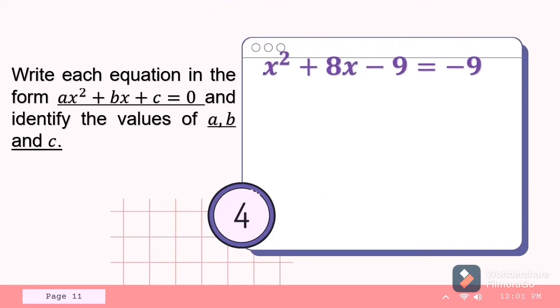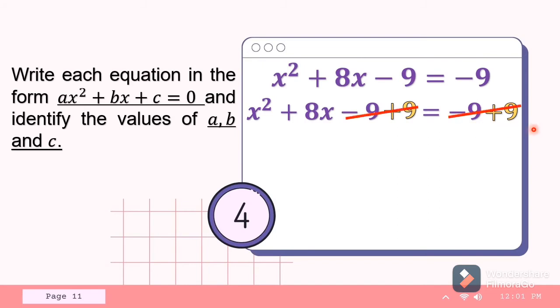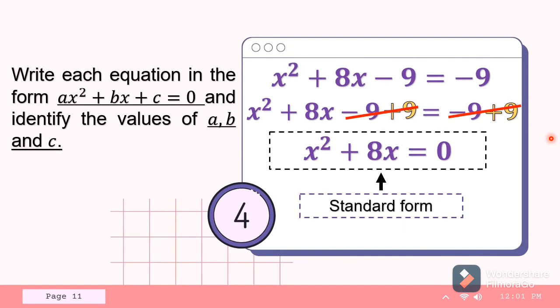Number 4, x squared plus 8x minus 9 is equal to negative 9. Okay, hindi pa rin to standard form kasi meron pa tayong negative 9 doon sa right side. So, kailangan gawin natin siyang 0. Para maging 0 siya, we need to add on both sides ng 9. So, magiging x squared plus 8x minus 9 plus 9 is equal to negative 9 plus 9. So, makakancel out to pareho kasi negative 9 plus 9 and that is equal to 0. Dito rin, negative 9 plus 9 and that is equal also to 0. So, ang matitira dito is x squared plus 8x is equal to 0. And this is our standard form.